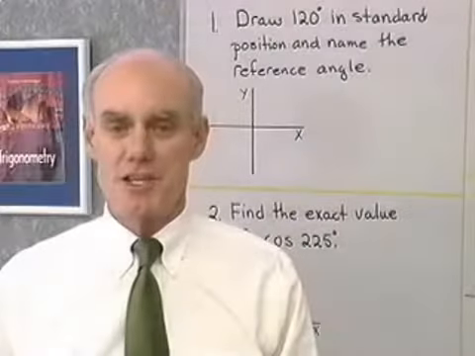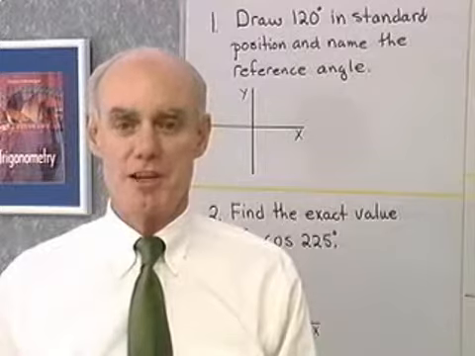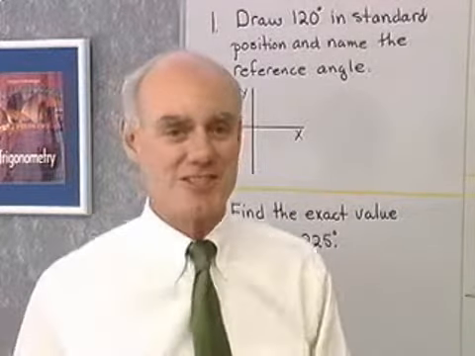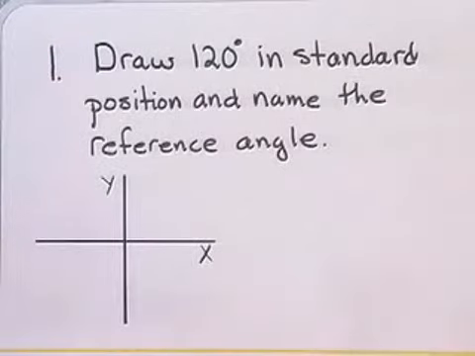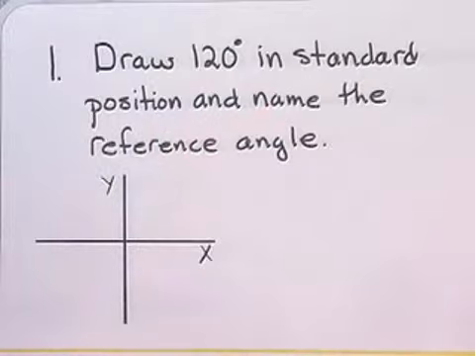If angle theta is in standard position, then the reference angle for angle theta is the smallest angle between the terminal side of theta and the x-axis. Let's take a look. Here we have 120 degrees. We want to draw it in standard position and then name the reference angle.